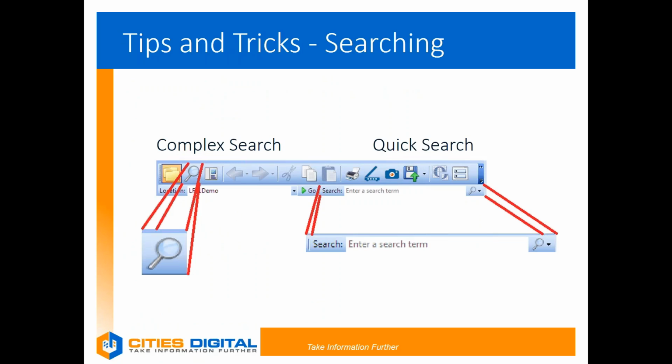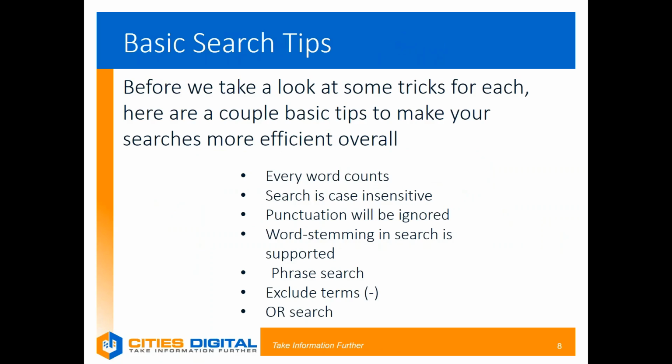All right, so most of you probably know that there's already two main functions for searching in Laserfiche. So we've got our complex search and then our quick search, which is the one that you access right on the toolbar. So before we take a look at individual tips for each one, we're going to just overall look at how to make our searches more efficient. So this is kind of basic stuff. Even if you're searching in any kind of format, this will be really helpful.